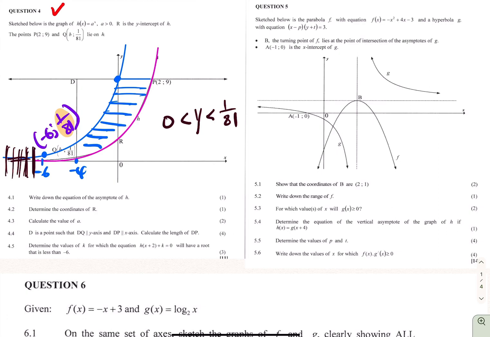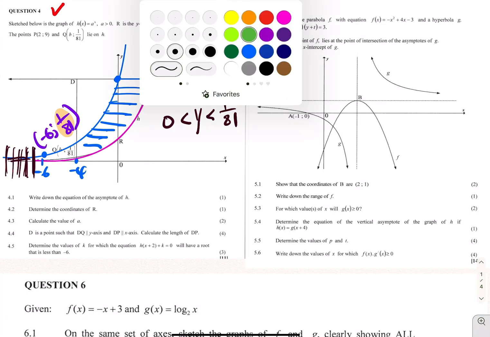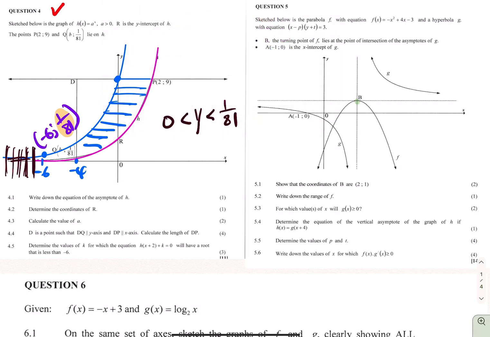Well, they say B is the turning point of f. The turning point of f lies at the point of intersection of the asymptotes of g, and A is the x-intercept of g. Now they say show that the coordinates of B are that one. So what is B? Then let us check the location of B. What is B? It's the maximum turning point. This is the maximum turning point.